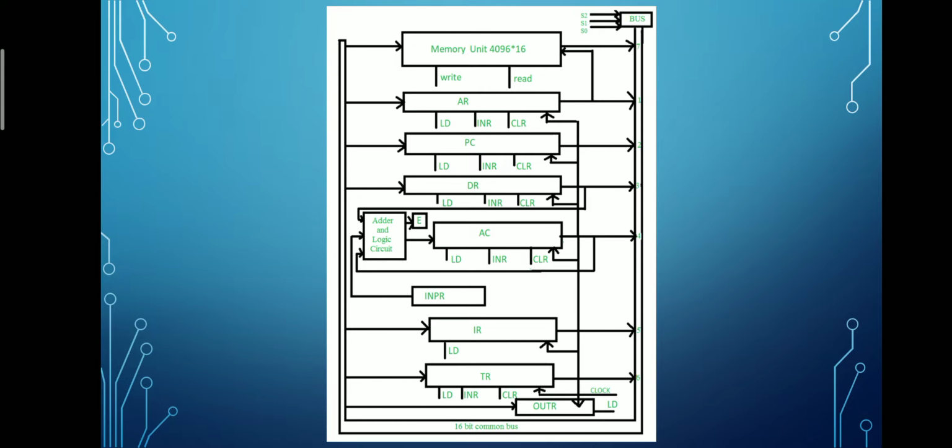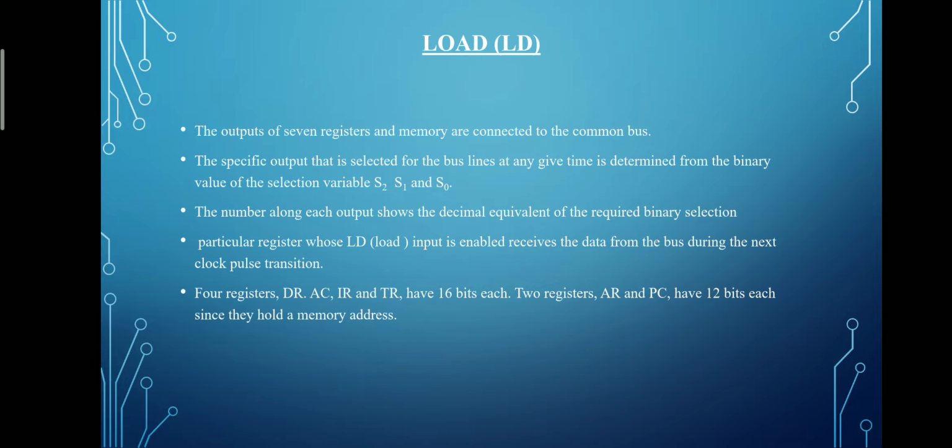So this is a 16-bit common bus. It really has many connections for one input and another output. Many registers and components are there. Load is a small subtopic in the common bus system. We need to load the data, we need to give a set of instructions as data. The outputs of 7 registers and a memory are connected to the common bus.